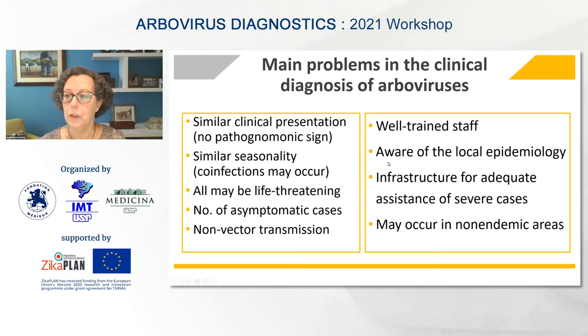The staff has to be aware of the local epidemiology and the occurrence of outbreaks, or, if it's an endemic area, the seasonality of these viruses. Also, it's important to have a good infrastructure for fast and adequate assistance of severe cases. And as I mentioned, there's also non-vector transmission. So this type of infection may occur in non-endemic areas. For instance, patients from the Northern Hemisphere or countries that don't have these arbovirus infections endemically, but who traveled to endemic areas and return with fever. Sometimes there is a delay in the diagnosis because the staff is not trained to recognize the symptoms.